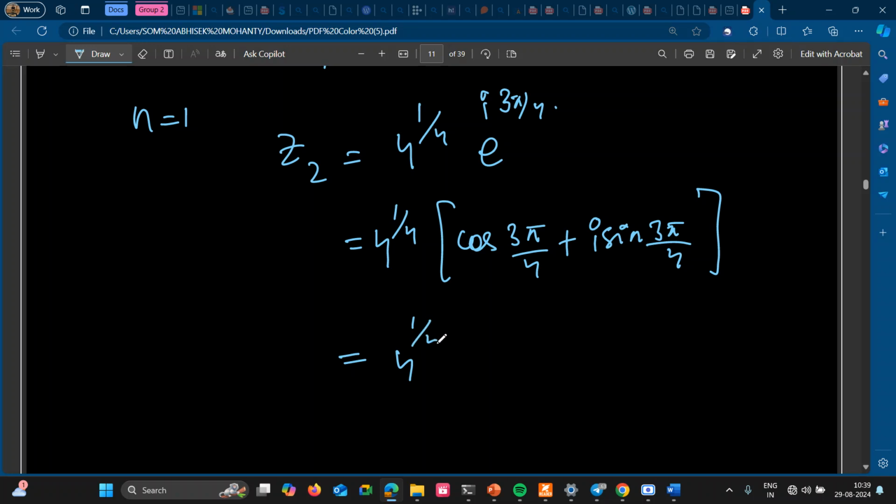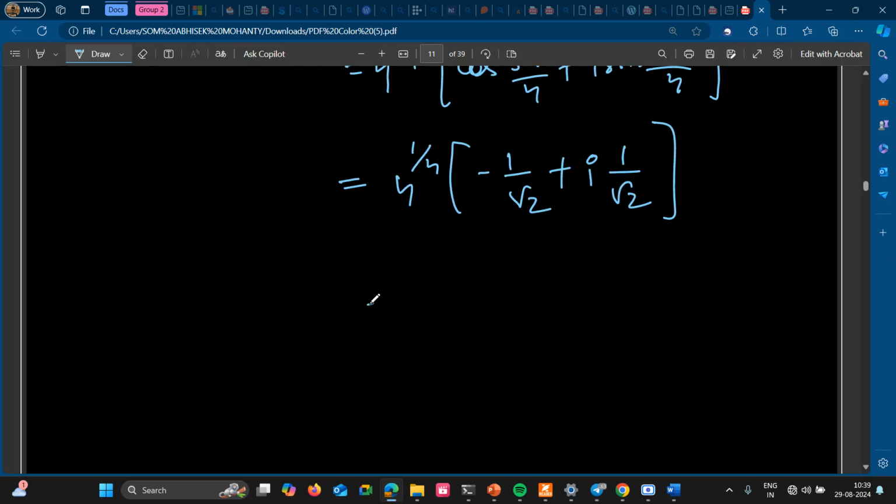So 4 to the power 1 by 4 is root 2, times minus 1 by root 2 plus i 1 by root 2. So 1 by root 2 goes out, so again this becomes minus 1 plus i. Okay, exactly like that.